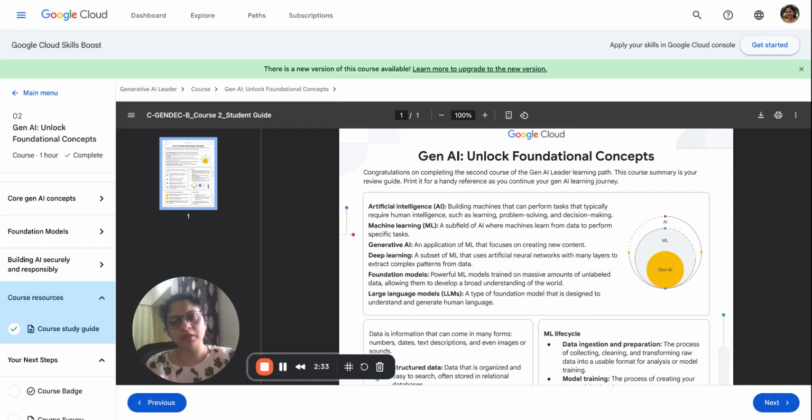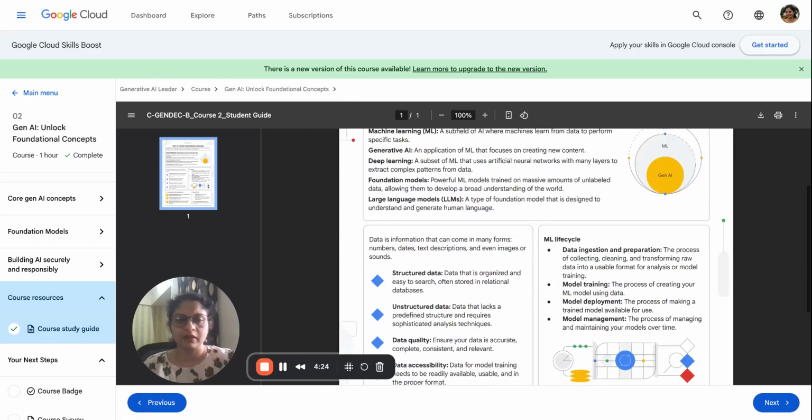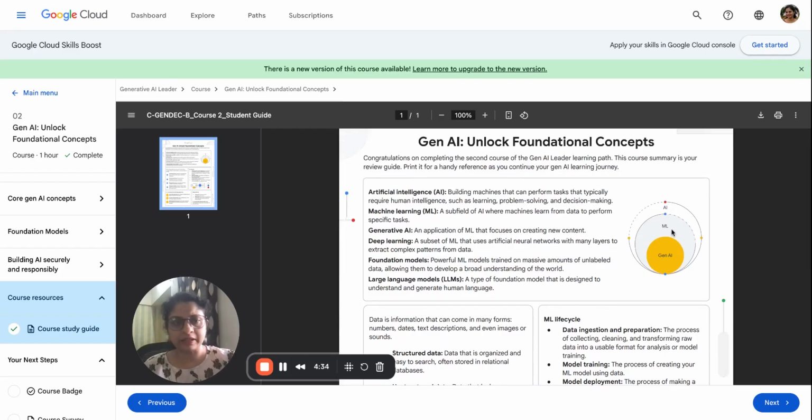And then there are some other definitions as well, like generative AI, deep learning, foundation models, and large language models. Why are these definitions and phrases important? Because whenever you get a question, you will get a scenario. In this scenario, they'll be asking what needs to be done, or what is a foundation model, or what are LLMs, something like that. So knowing these terms is very important. Here you can remember this diagram. AI is a bigger circle. Inside that is ML, which is a subset of AI, and Gen AI is a subset of ML again.